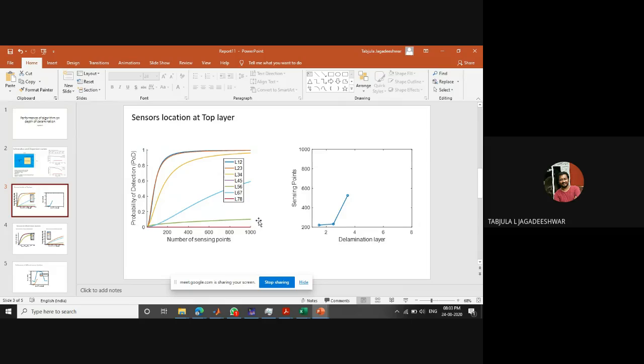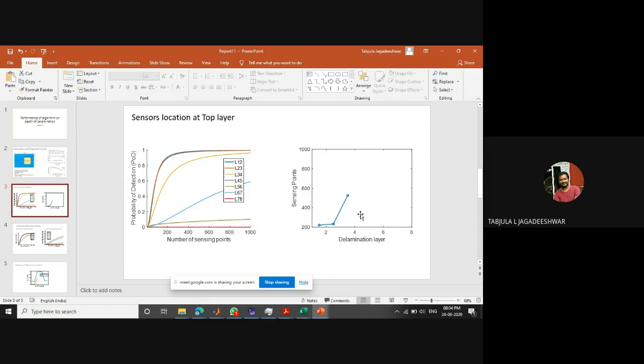So if we use only the top layer for sensor placement, you may identify only the defects located in between layers 1, 2, 2, 3, and 3, 4. After that, we may not find any. It is highly difficult to identify the defect other than these three layers.